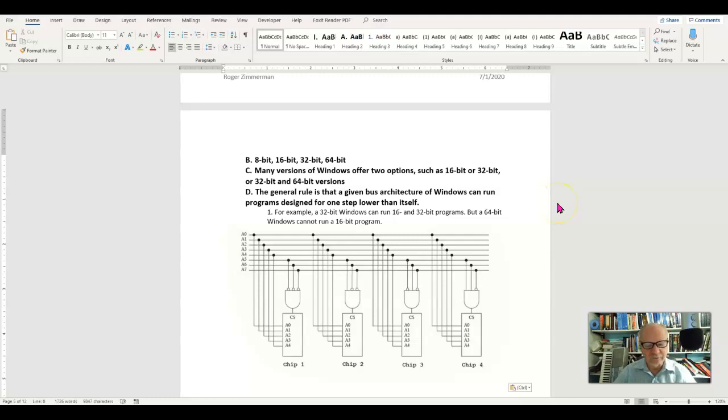One of the types of physical architecture that can occur inside of computers is what we often call the word size. The 8-bit architecture, 16-bit, 32-bit, 64-bit, and of course as computers got more and more sophisticated, we would go up the scale here. So an 8-bit processor would have actually 8 lines.